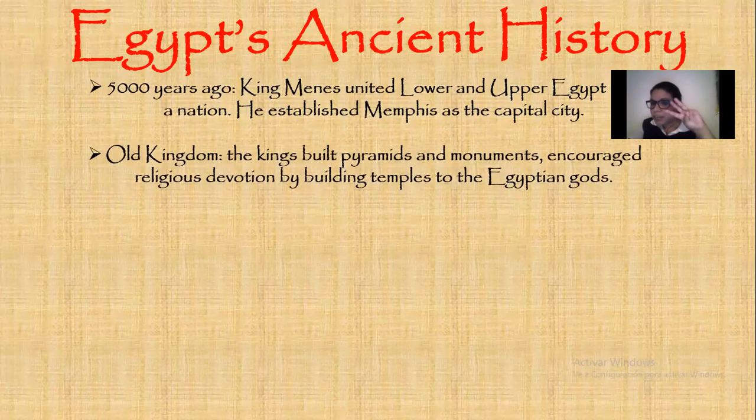There were three eras in the history of Egypt. The first one was the Old Kingdom, which started with the union of the two Egypts. The kings built pyramids and monuments, encouraged religious devotion by building temples to the Egyptian gods. But those constructions were very expensive.